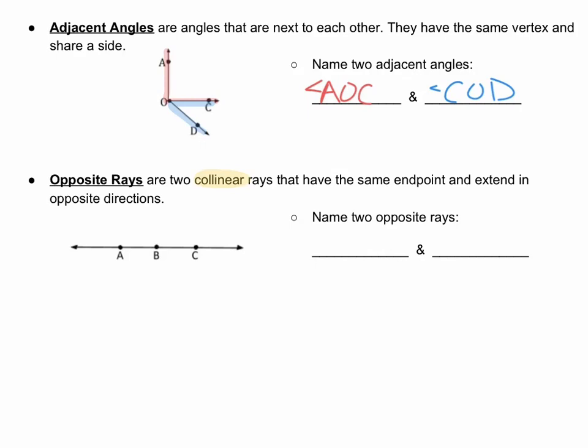So in this diagram here, there's a couple pairs of opposite rays that I can name, but let's talk about the ones that start at point B. This red one is one ray, and this blue one is another ray. Those are two opposite rays. And so I've got ray BA in the red and ray BC in the blue.